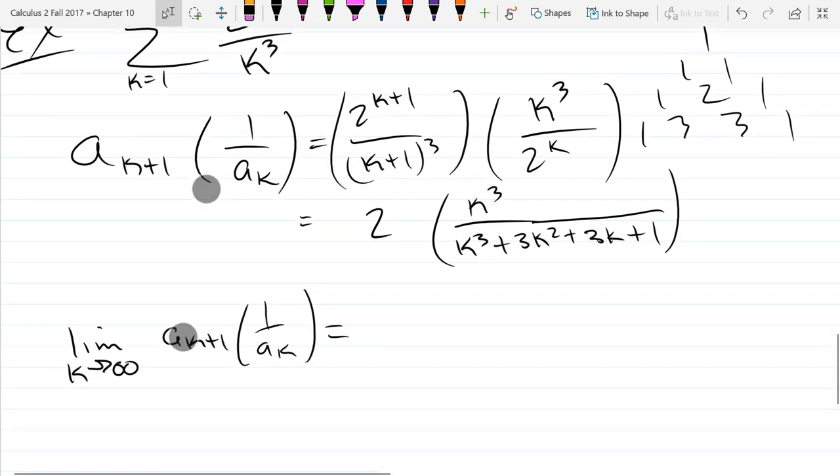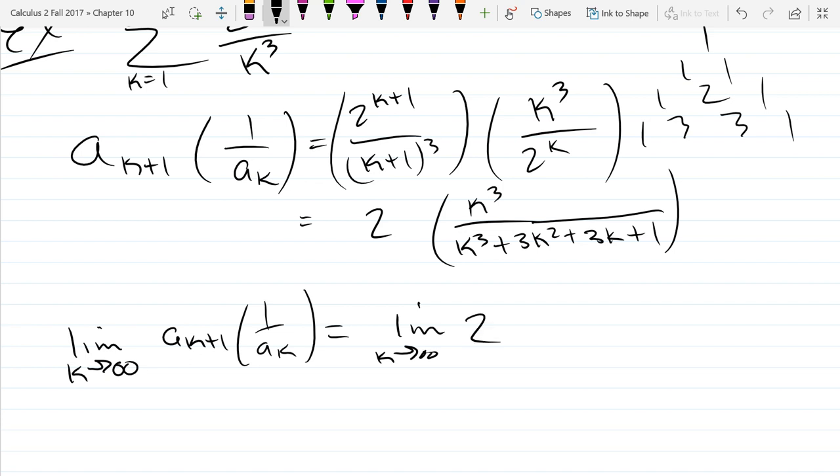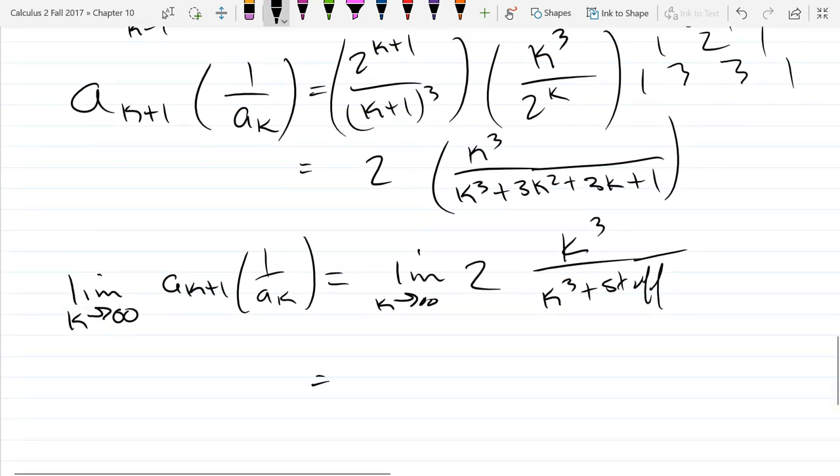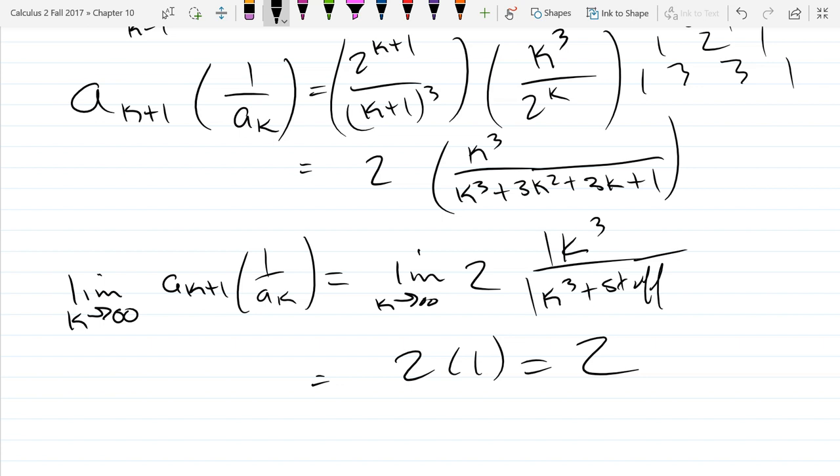Now we're about to apply a limit here. We'll do this real quick. So I don't care what the other stuff is because it's less powerful than k cubed. So we got 2 times 1, which is 2. I'm just taking the coefficient of k cubed, which is 1. That's how I get the 1 right there.